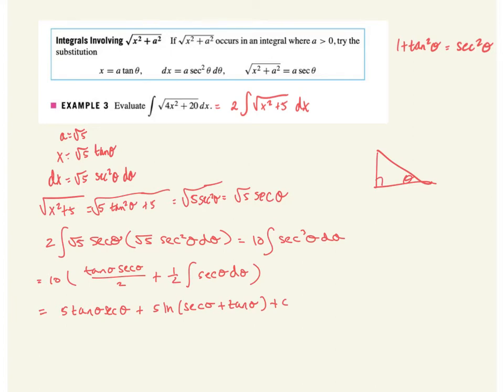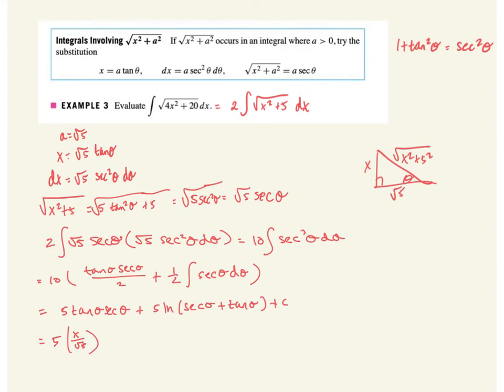I know that tan is equal to x over root 5, so opposite over adjacent. So I have x and I have root 5 here. And then I would have square root of x squared plus 5 squared. So for my answer I have 5. Tan theta is x over root 5.